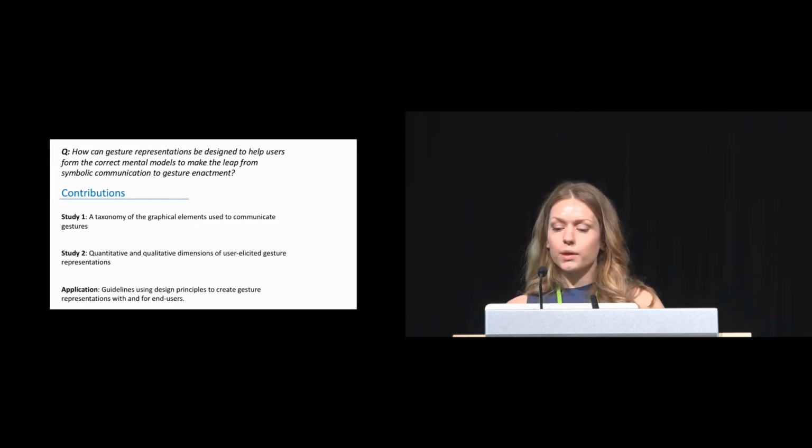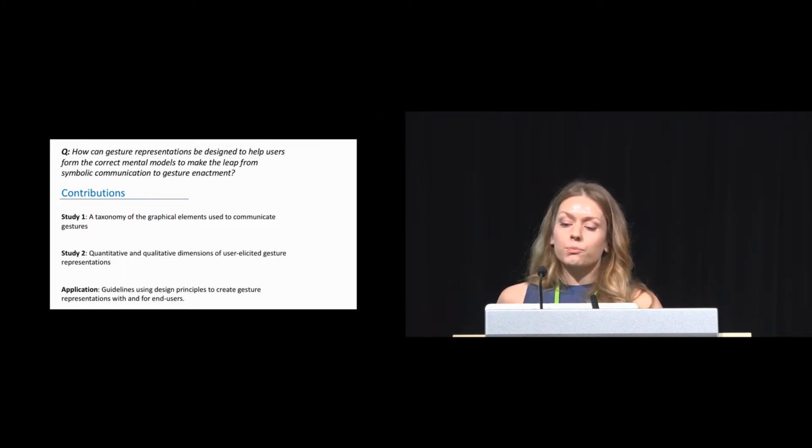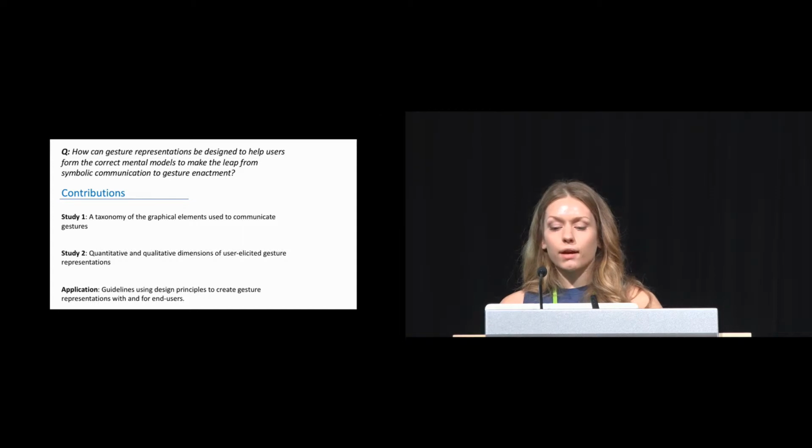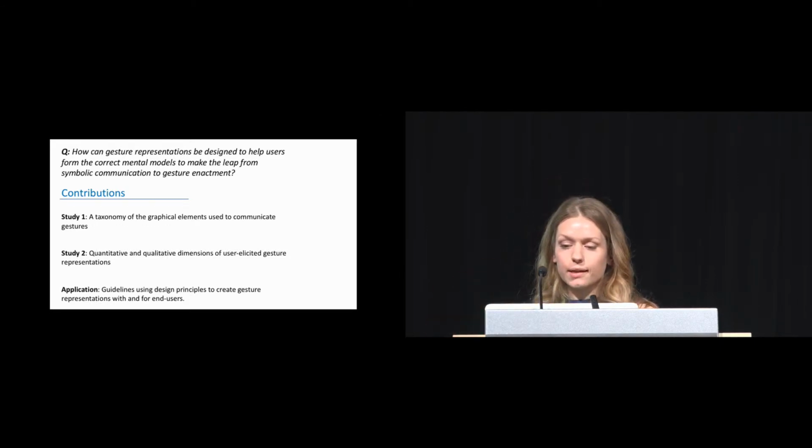To explore this, we created two studies. The first is made up of interviews with researchers, some in this room, who have produced gesture representations and an analysis of existing representations in academic papers. This resulted in a taxonomy of graphical elements used for gesture representations, and then our second study used partner elicitation, which resulted in quantitative and qualitative findings around users' mental models when producing and enacting these representations. And then finally, we offer design guidelines as a concrete way to apply our findings, and I'll show you two examples of some representation redesigns based on the results that we have.